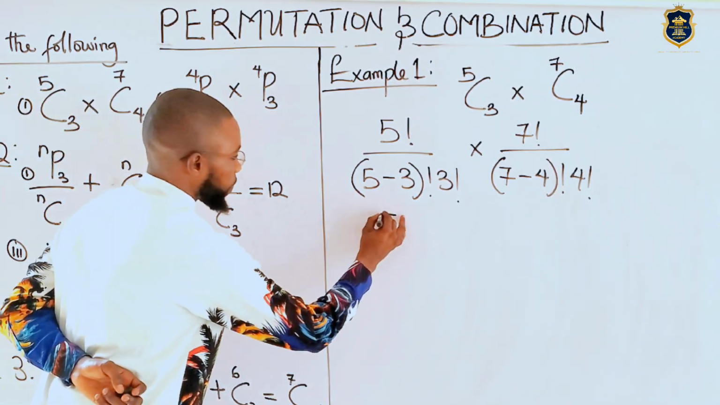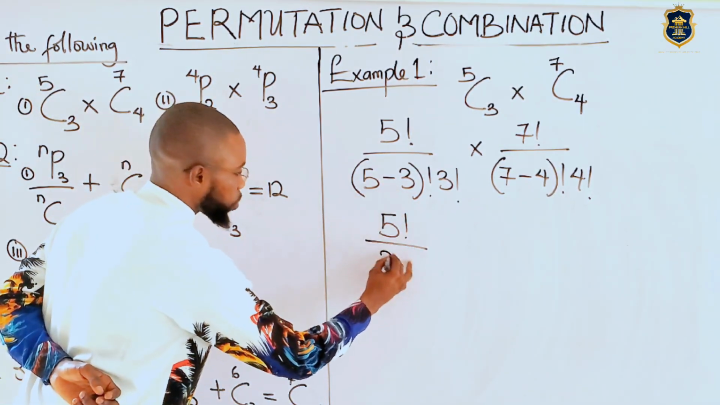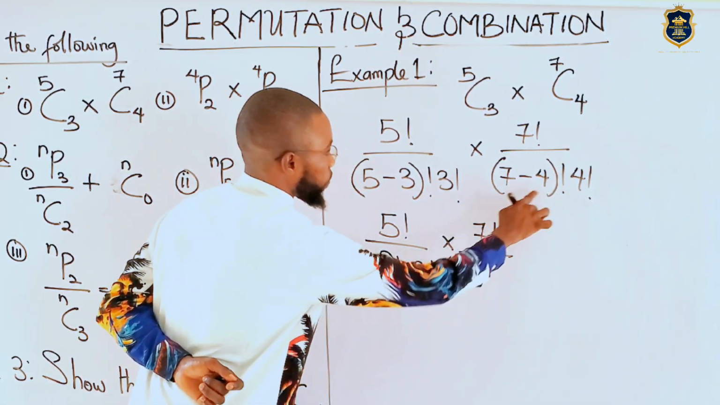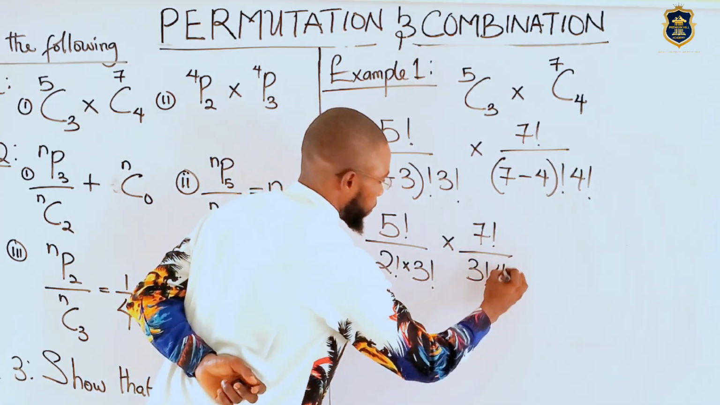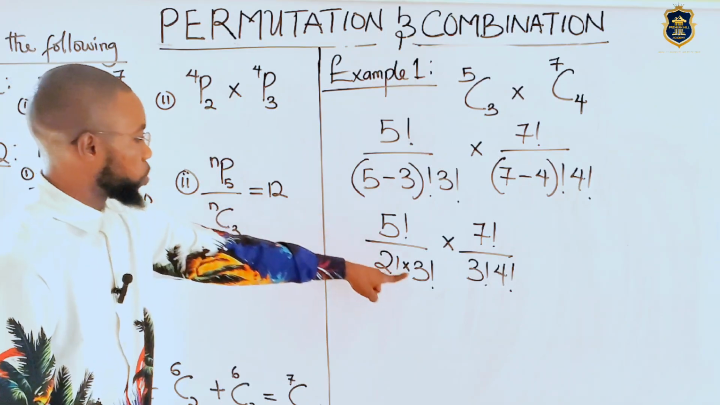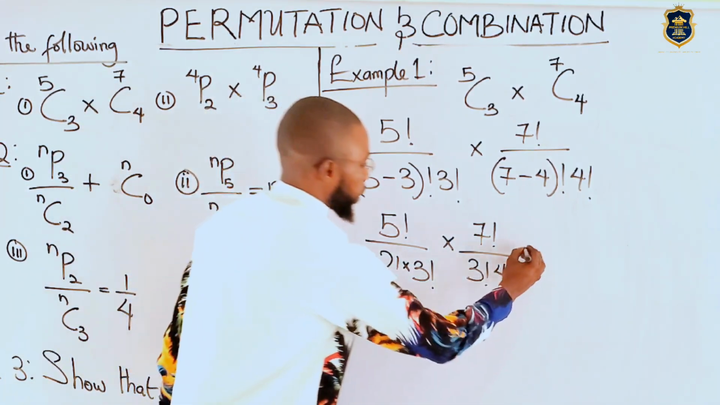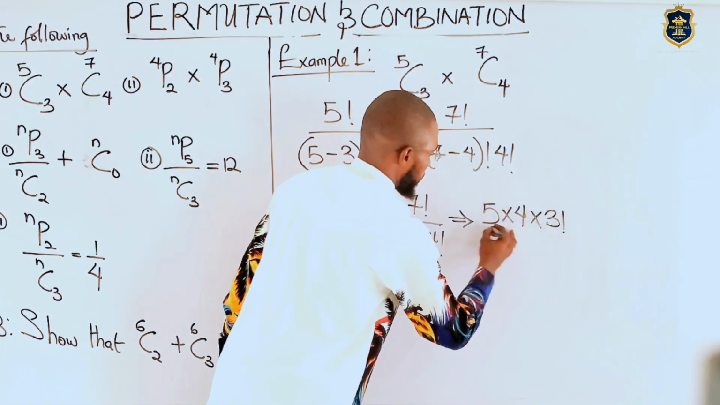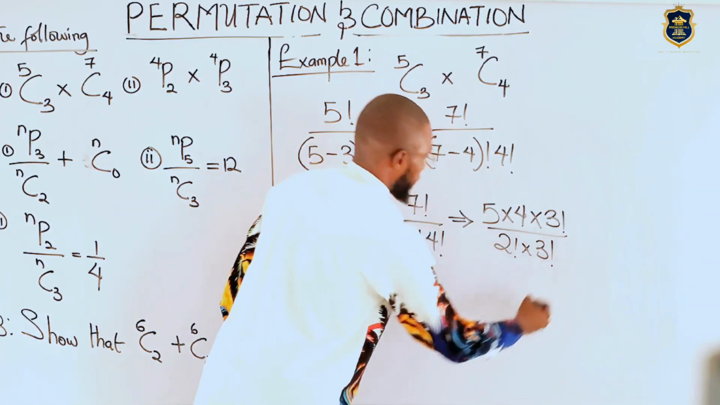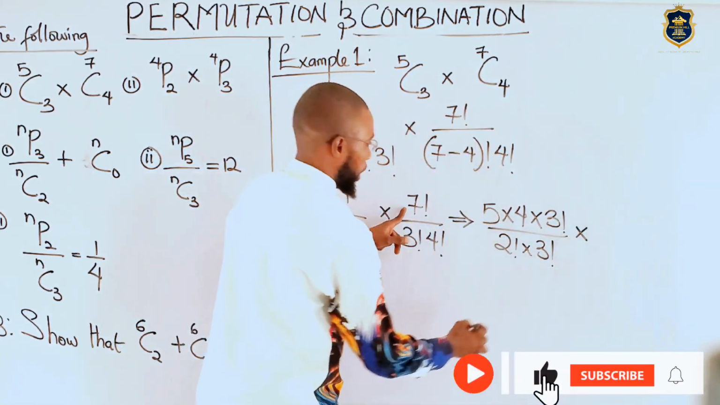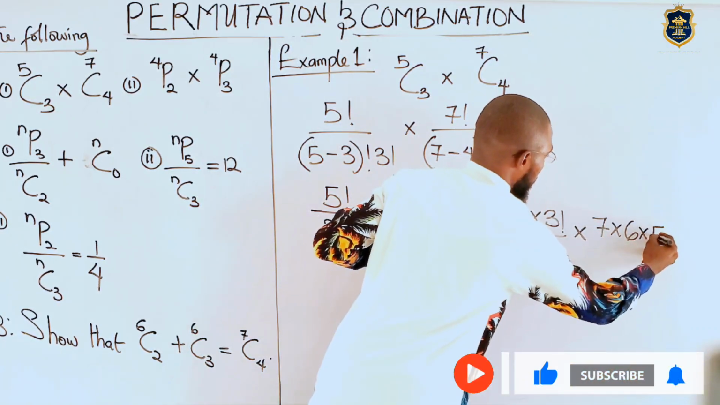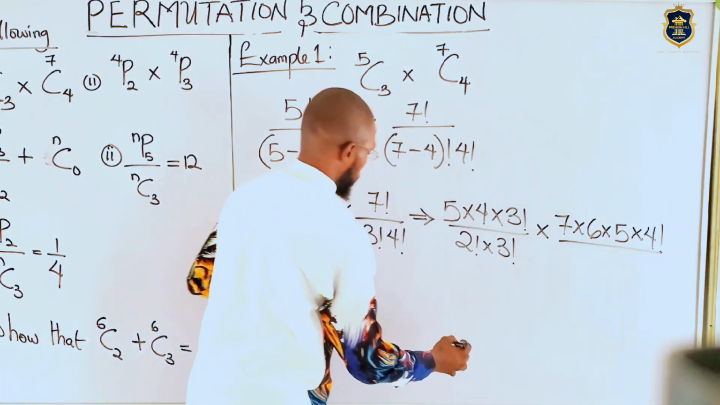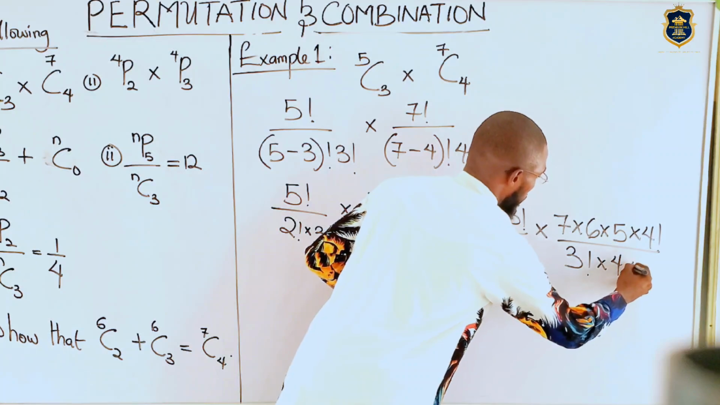By simplifying this further, we have 5 factorial over 5 minus 3 gives me 2 factorial times 3 factorial, and then we have 7 factorial over 7 minus 4 gives me 3 factorial and then 4 factorial. So what I'm going to do, I'm going to reduce this till we get to 3 factorial and cancel off, as well as this till we get to the highest one here. That gives us 5 times 4 times 3 factorial over 2 factorial times 3 factorial, right? Times, for this we have 7 times 6 times 5, and then times 4 factorial over 3 factorial times 4 factorial.